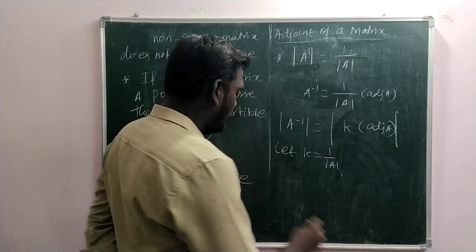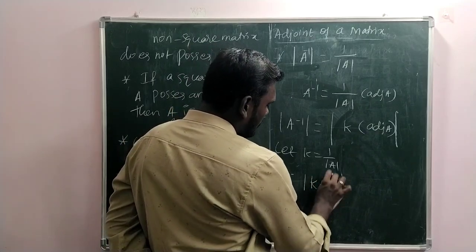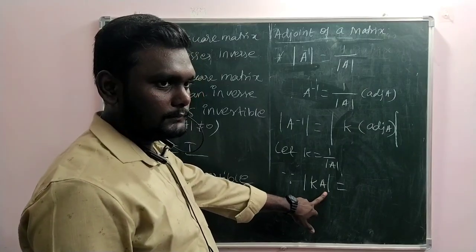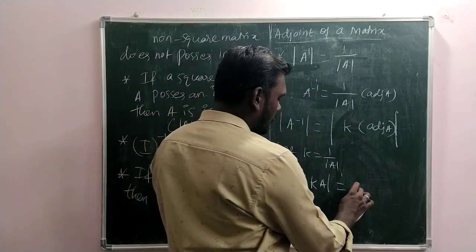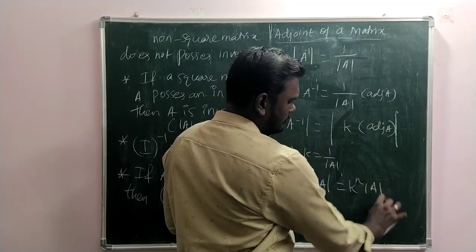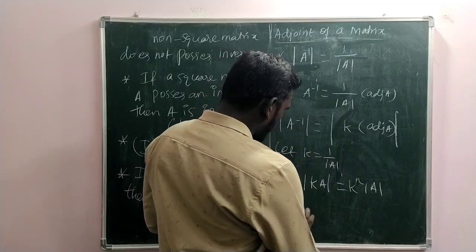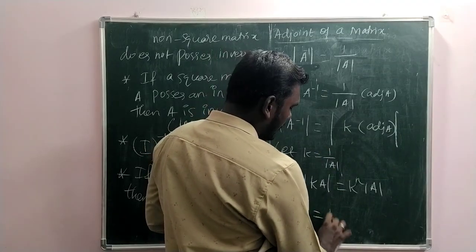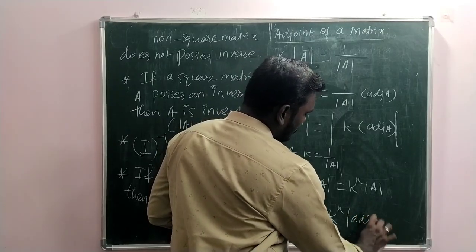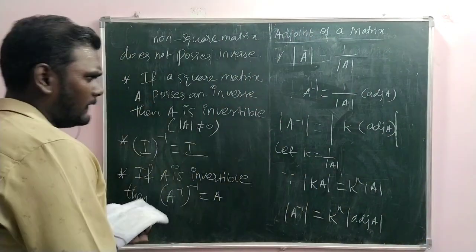And we have one property. What is that property? Determinant of K into one matrix, then the constant can be kept out as K power n into determinant of A. The same way here also we can write this determinant of A inverse as K power n into determinant of adjoint of A. Right? Any doubts on this, or shall I explain this once again?